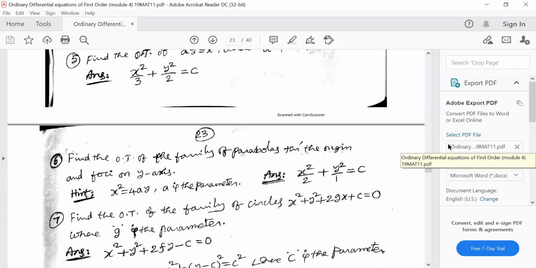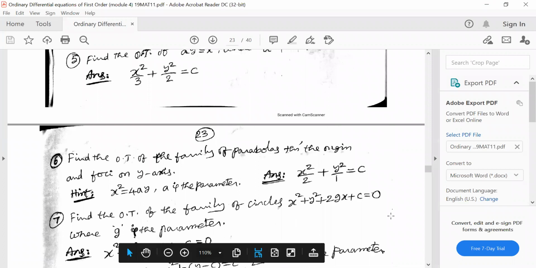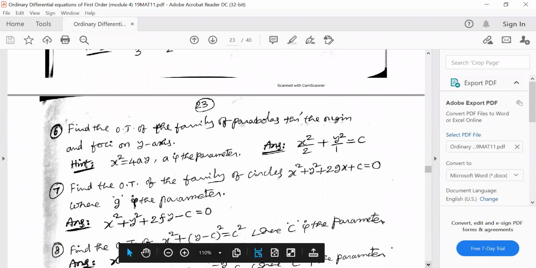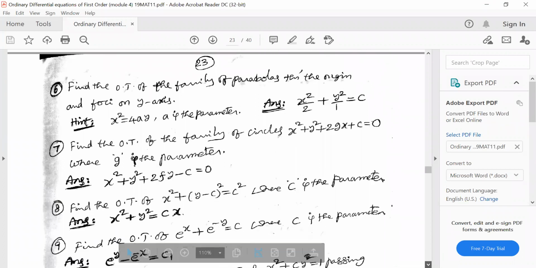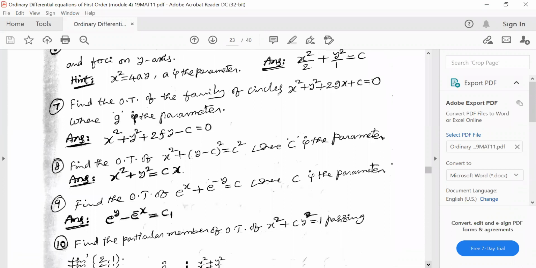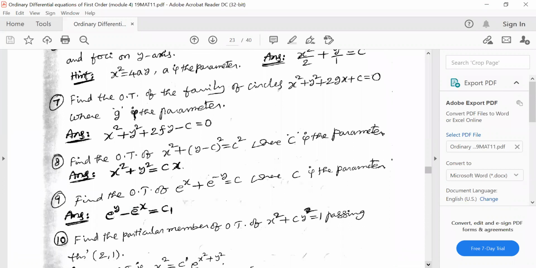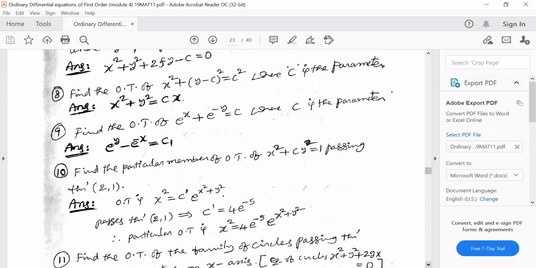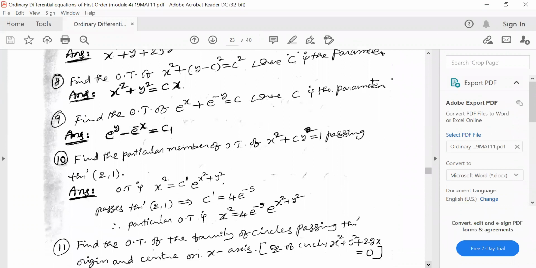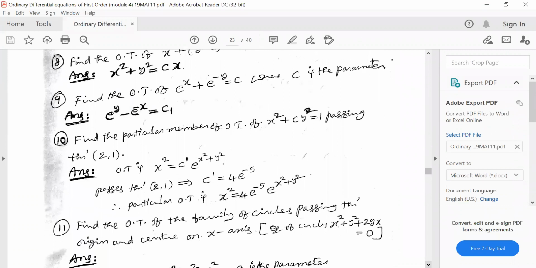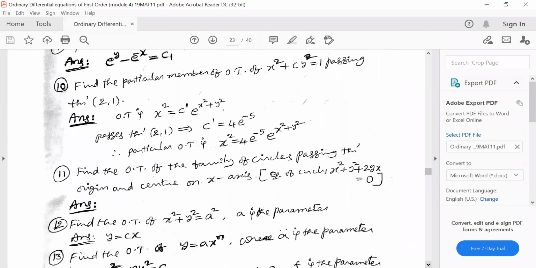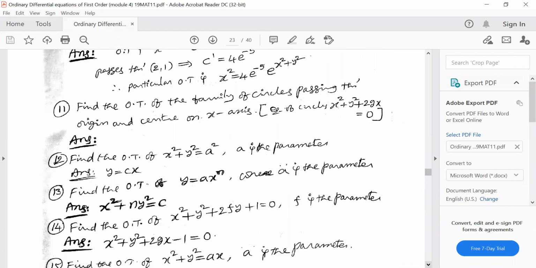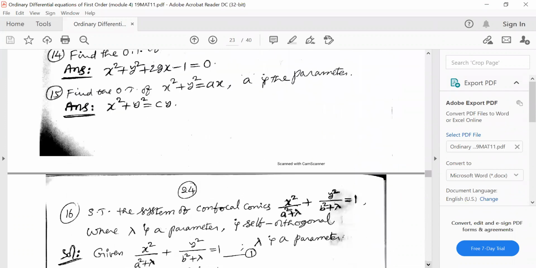So you can go through some more problems of this, that is, orthogonal trajectory in Cartesian form, for practice purposes. Answers are also given for your verification. So I can try these problems.